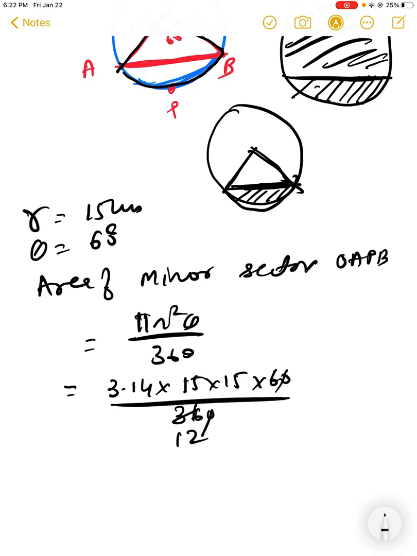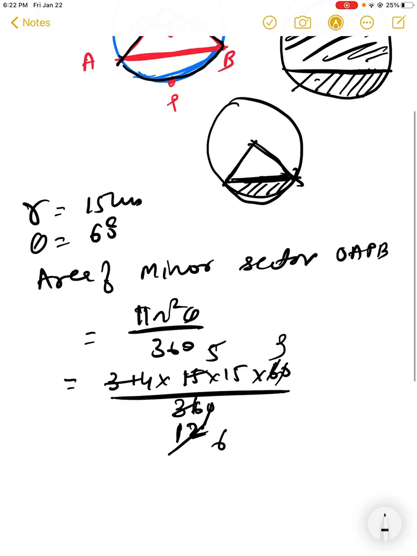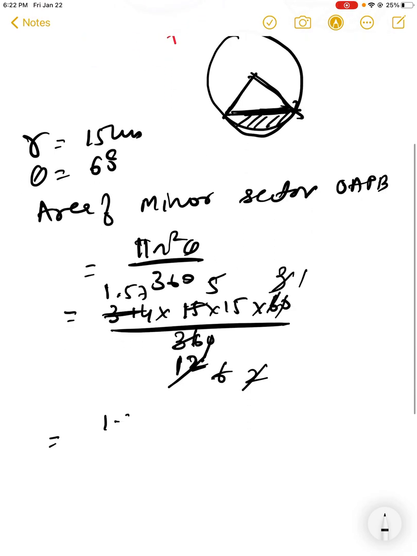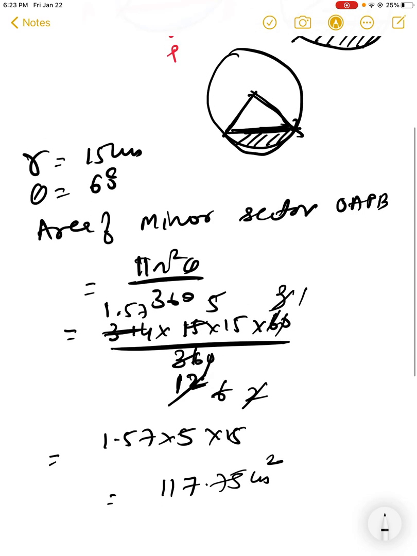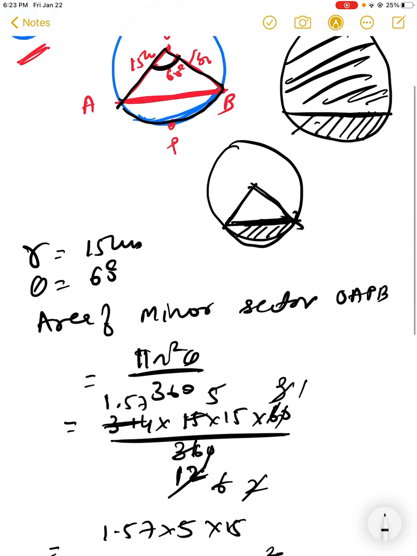Simplifying 60 upon 360, we get one sixth. So 1.57 multiplied by 5 into 15. This comes to be 117.75 centimeters square.